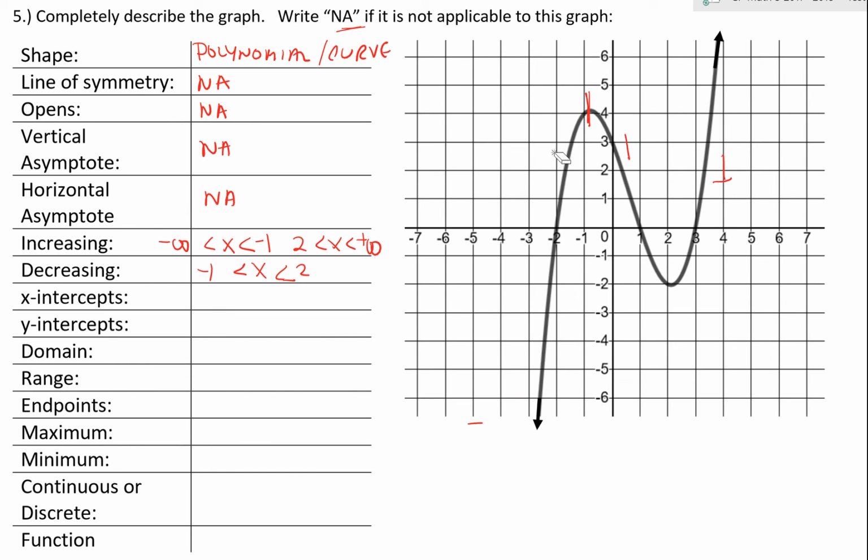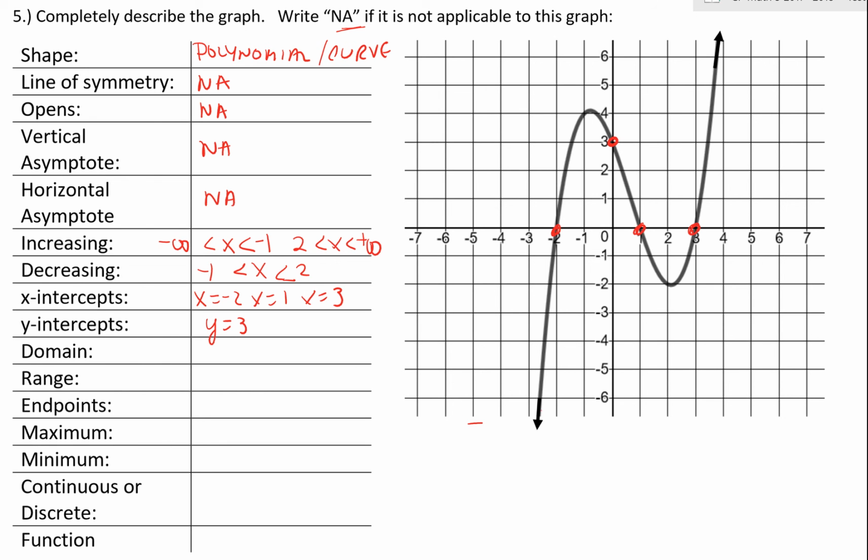My x-intercepts are at -2, 1, and 3. So x equals -2, x equals 1, x equals 3. My y-intercept is at y equals 3.